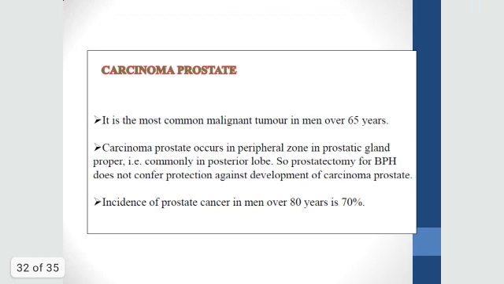Now coming to our last topic, CA prostate. It is the most common malignant tumor in men over 65 years. Carcinoma prostate occurs in the peripheral zone in the prostatic gland, that is commonly in the posterior lobe. So prostatectomy for BPH does not confer protection against development of CA prostate. Incidence of prostate cancer is over 70% in about 80-year-old men.